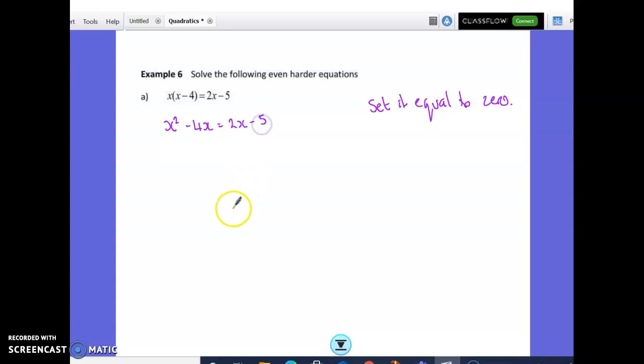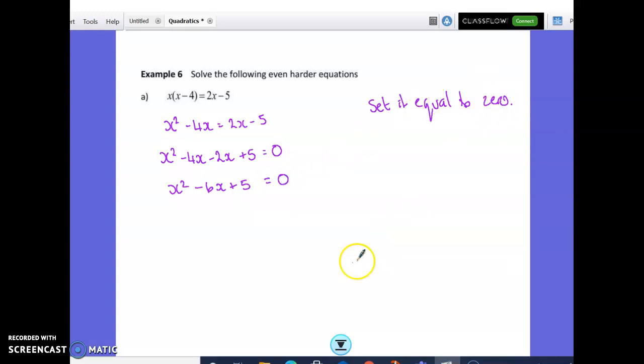So I'm going to start multiplying out the brackets. So I get x squared minus 4x equals 2x minus 5. I'm now going to move everything to the left-hand side. So I get x squared minus 4x. Here I've got plus 2x, it's become minus 2x. It's got minus 5, so it becomes plus 5. And that's equal to 0. Tidying up, I've got minus 4 minus 2. So we get x squared minus 6x plus 5 equals 0.